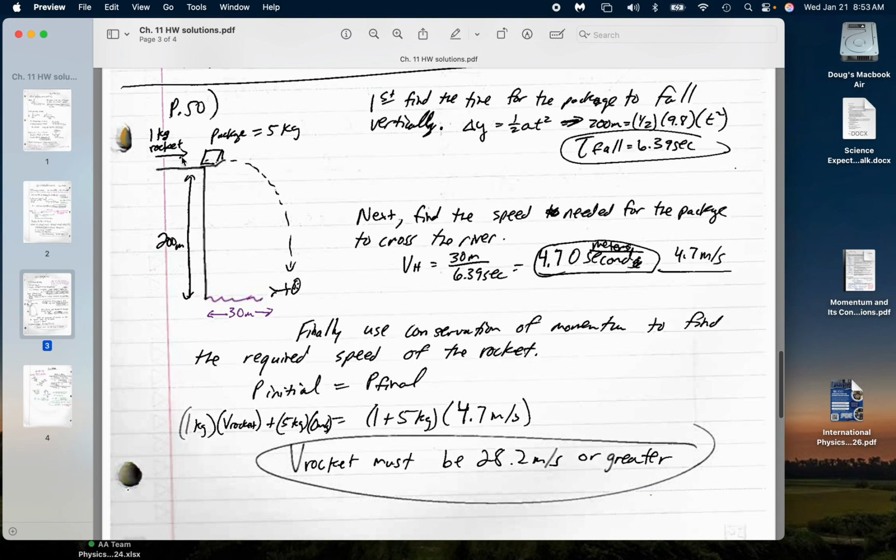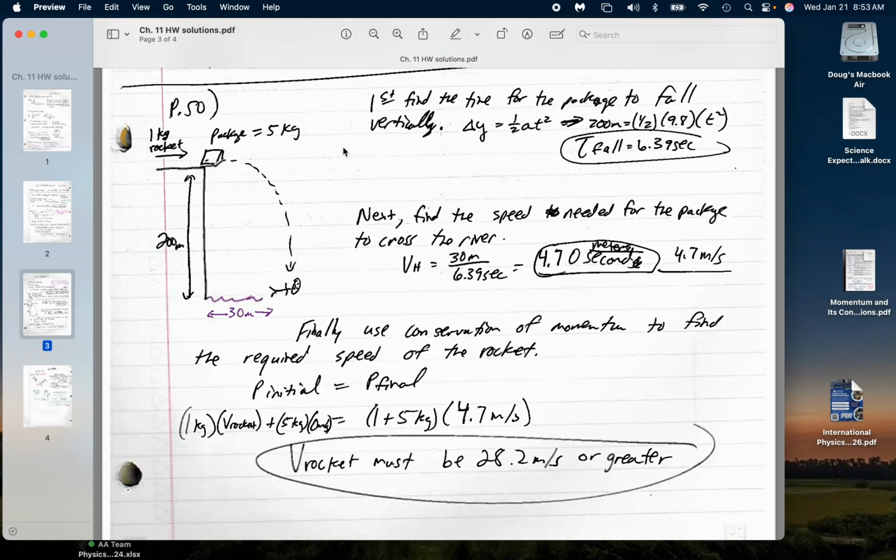This is kind of a neat one. You've got a package here. You've got a person who needs help across a roaring river 30 meters away and down a 200-meter cliff. That is a very extreme situation, but I've actually seen something kind of similar to that this past summer on a trip. At any rate, you can shoot a 1-kilogram rocket into it. It'll embed in the package, and the goal is to get it across to that person.